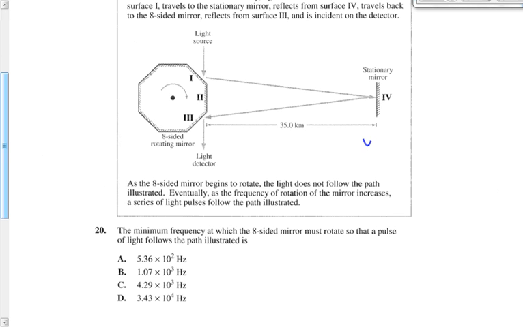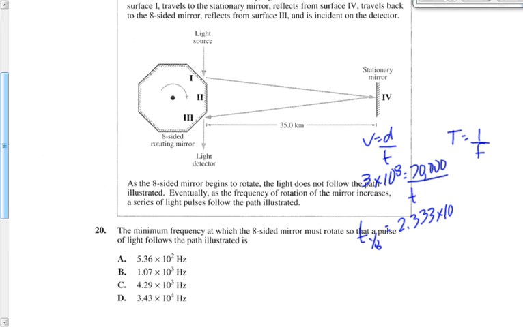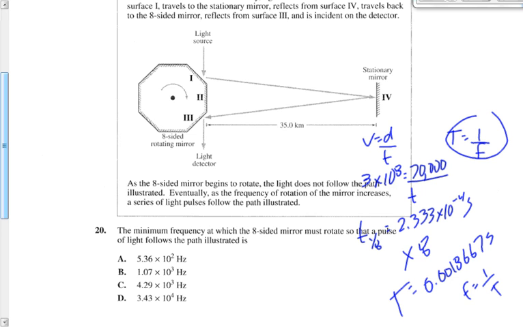We've got 2 equations, V equals D over T, T equals 1 over F. We're trying to find, we've got a speed. We're going to say it's 3 times 10 to the 8, the accepted speed of light. The distance is 70 kilometers or 70,000 meters. Don't know what little t is? Let's find it. Little t, the time for 1/8 of a rotation, is 2.33 times 10 to the negative 4 seconds. Let's multiply that by 8 to get big T. Gives me 0.0018667 seconds. And then let's find the frequency by saying 1 over that number. Going back to this equation, we do that, it works out to be A.